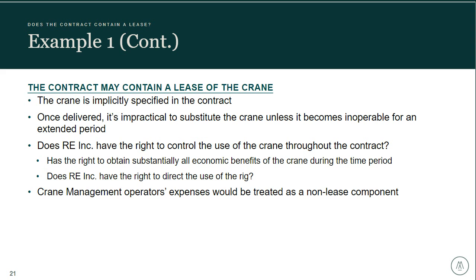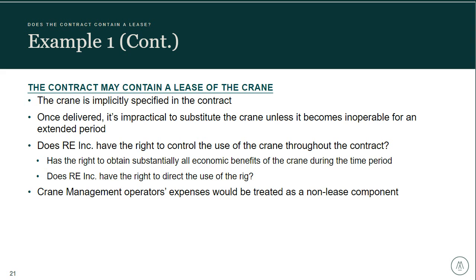So why would you build one of these cranes up just to take it down and bring another one in? When we keep saying the uniform example, this substitution on the uniform may be the argument that you have. Is it easy to substitute a uniform? Yes. Is it easy to substitute a crane in the middle of nowhere building a wind farm? Not really. So the other thing: does RE Inc. have the right to control the use of the crane throughout the contract? Are they going to obtain substantially all the economic benefits of the crane during that time period? I think the answer to that would be yes.